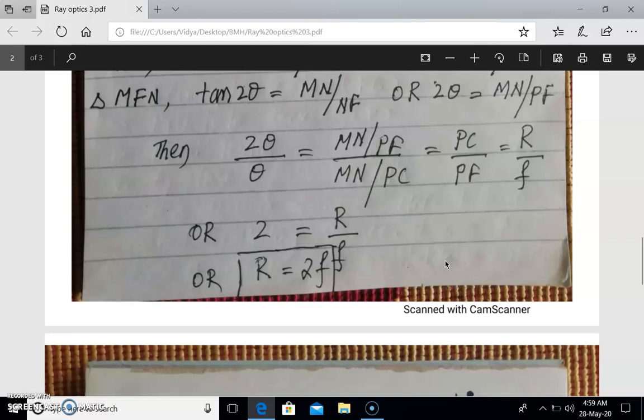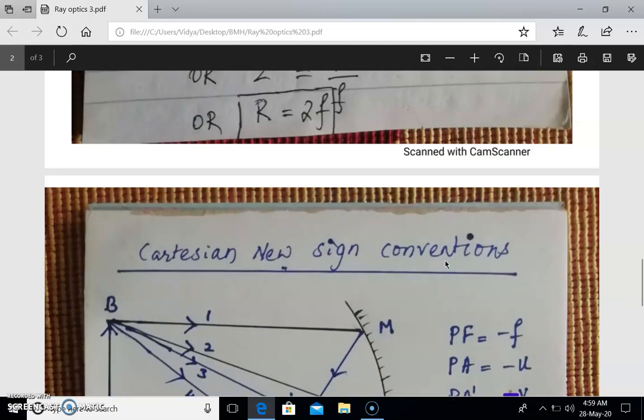So in our laboratory we have concave mirrors of focal length 15 centimeter. Radius of curvature comes out to be 30 centimeter. So bear in mind, radius of curvature is always double the focal length, or focal length is half the radius of curvature in case of spherical mirrors, either concave or convex.